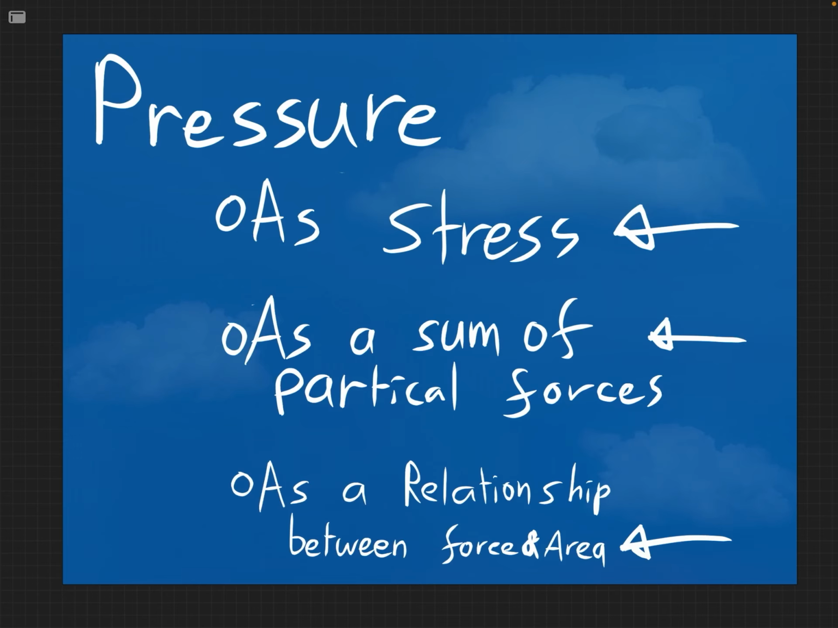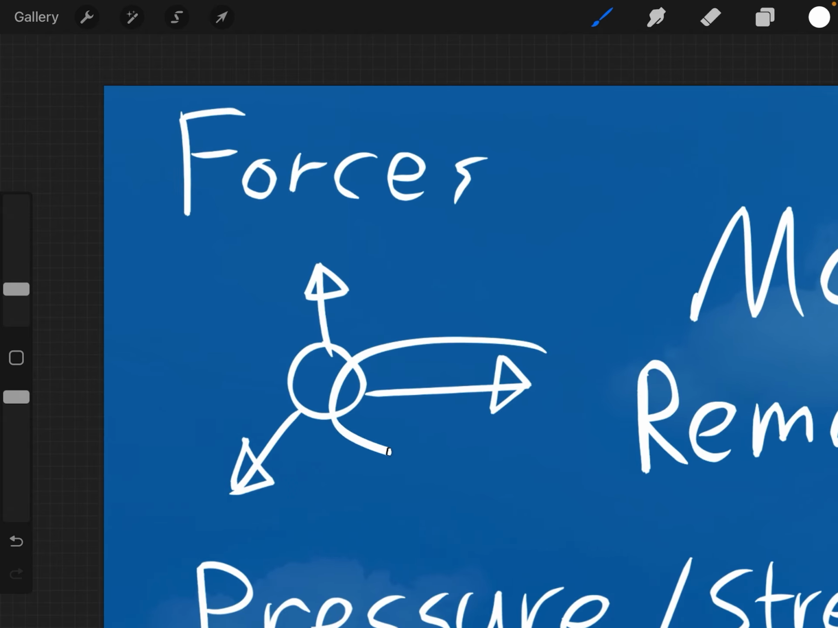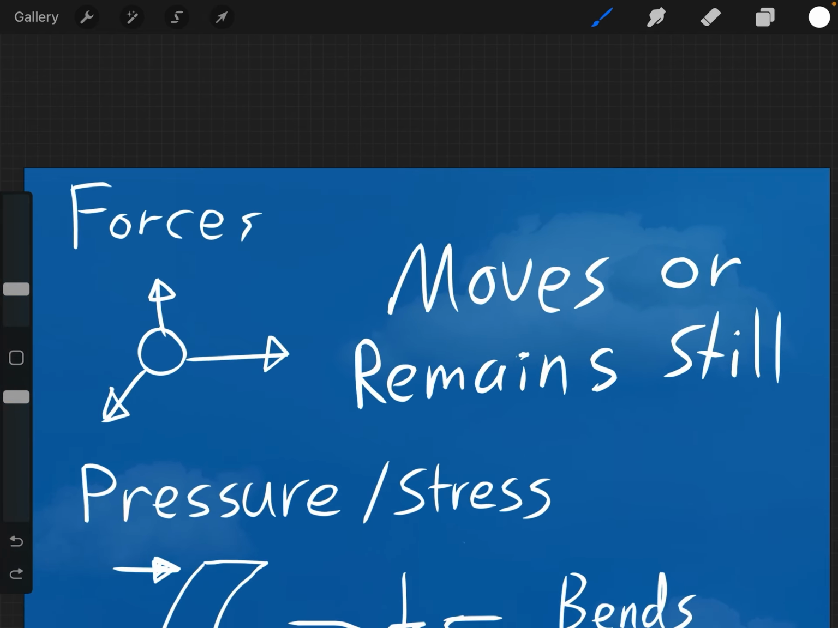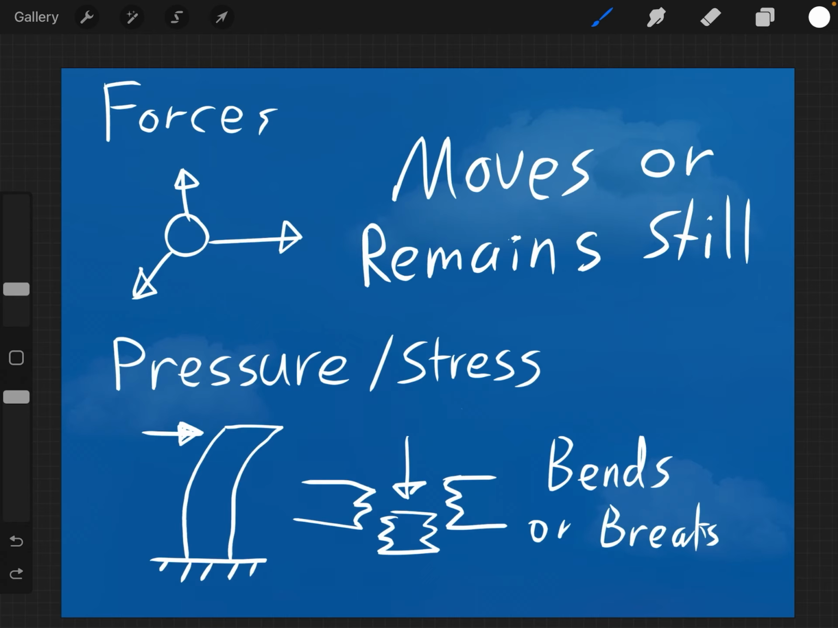force and area. So in physics, you might learn that when you apply forces on an object, that object will either move or remain still. So I'm sure you've already done lots of exercises where you grab the sum of forces and you find out which direction it's either accelerating in or not accelerating in. But pressure, which is a type of stress, will help determine whether an object is going to break or bend.